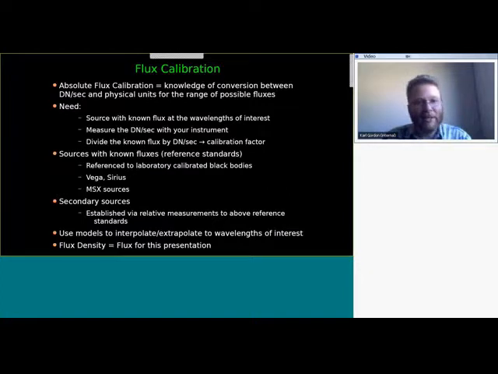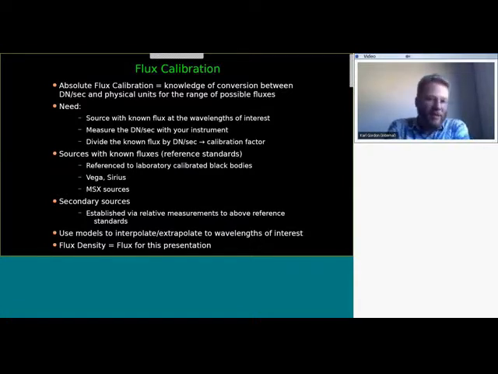So when I say flux calibration, in this case, I mean the conversion between DN per second and the physical units, like ergs per centimeter squared per second per angstrom, across a possible range of fluxes. We really do need sources with known fluxes at wavelengths of interest. Basically, measure the DN per second with your instrument, divide the known flux by the DN per second. That's your calibration factor. That's what you multiply all your data in DN per second by to get physical units.